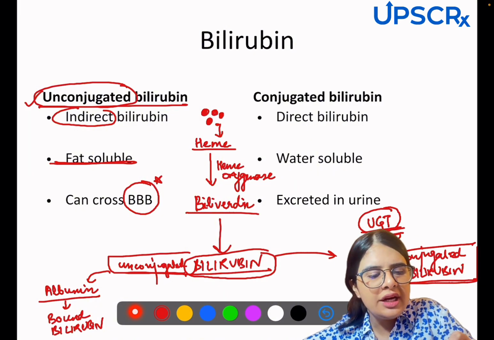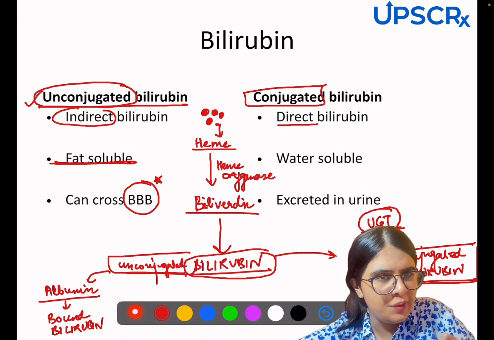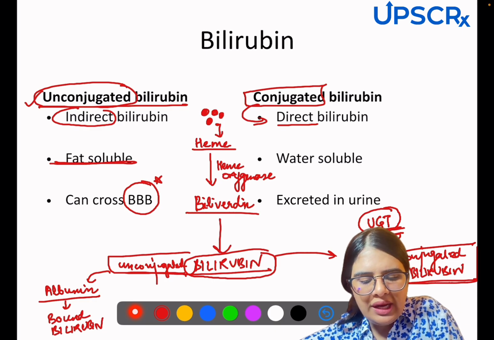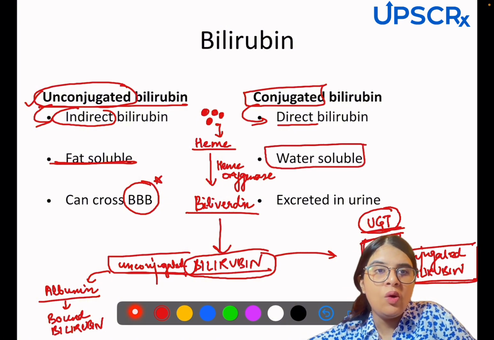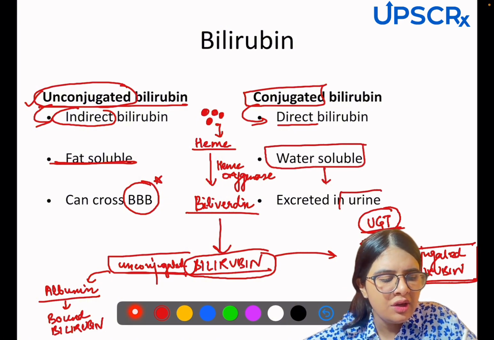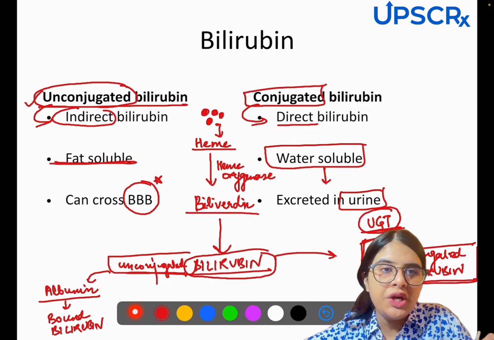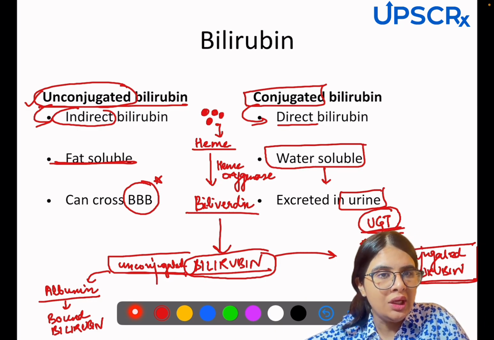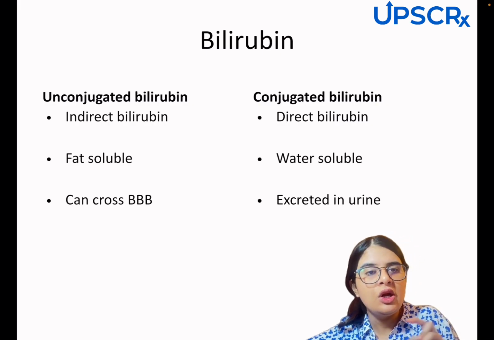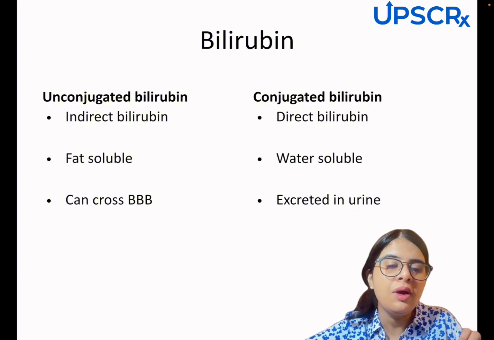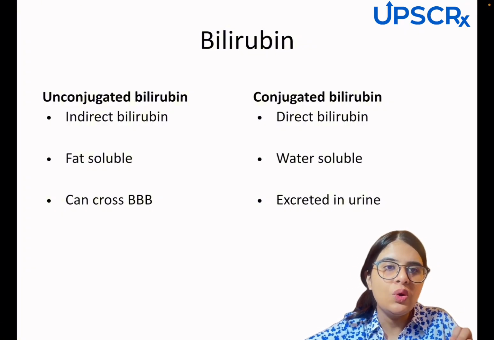On the other hand, conjugated bilirubin is also called direct bilirubin. This is just another name. This is called indirect bilirubin, this is called direct bilirubin. This is water soluble, and because it is water soluble, it can be excreted in urine. So in case of conjugated bilirubin, we see very high colored urine, but clay colored stools. So that is about two types of bilirubin. Unconjugated bilirubin is converted to conjugated bilirubin by the action of enzyme UDP glucuronyl transferase, or UGT. This takes place in liver.